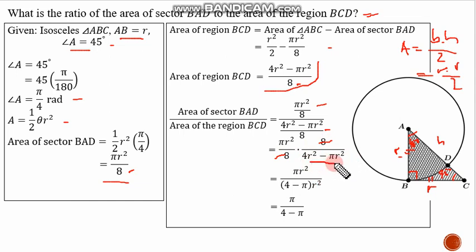We can factor this one, so we can separate r squared: r squared times 4 minus pi. And of course we can cancel r squared. So the remaining here is pi over 4 minus pi, which is the answer to the question, the ratio of the area of sector BAD to the area of region BCD.